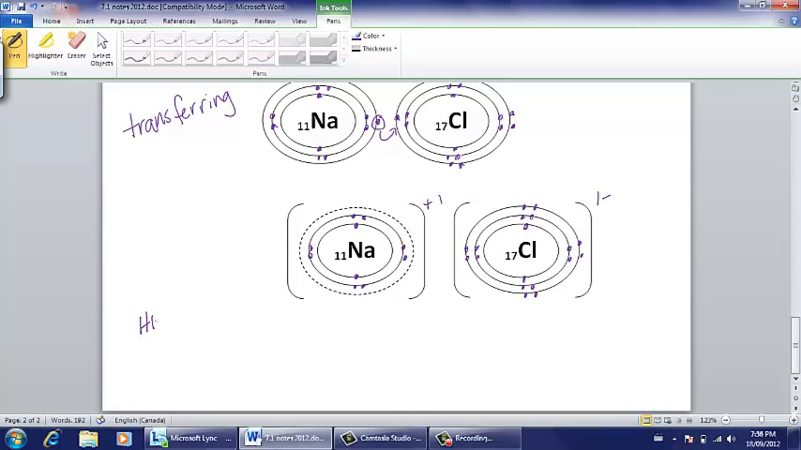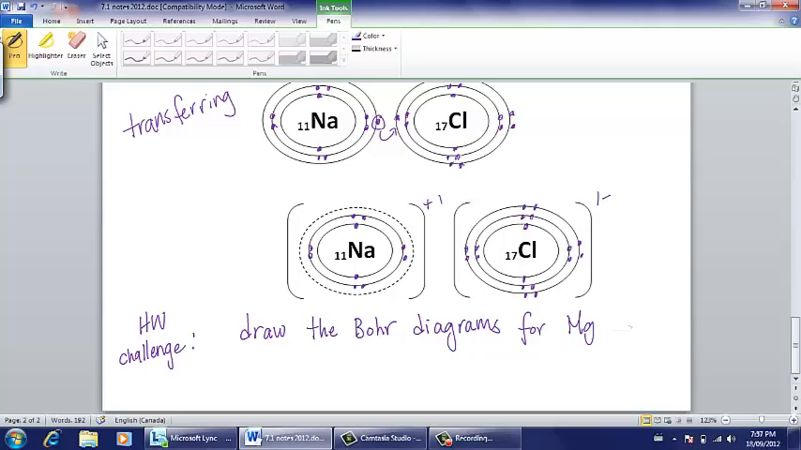Your homework challenge at the bottom of this page is to draw the Bohr diagrams for 2 different elements. And I'm going to choose magnesium and fluorine, a metal and a nonmetal, and then to show the transfer of electrons and the ions that result.